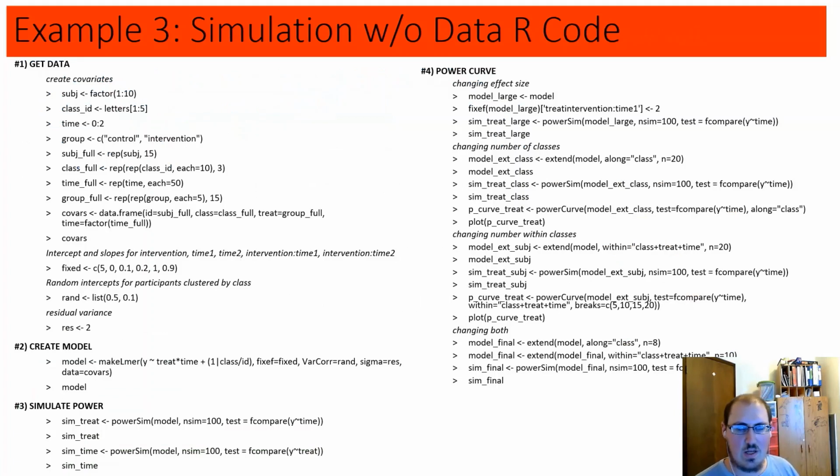So here is the R code. Quite a bit going on. There's a lot of data we need to create ourselves, and then a lot of work to do on the power curve, so I will switch over to R and we'll take a look at that.